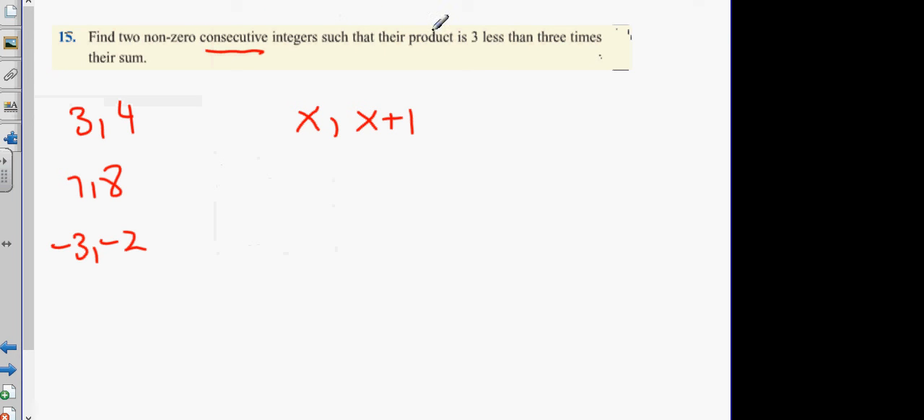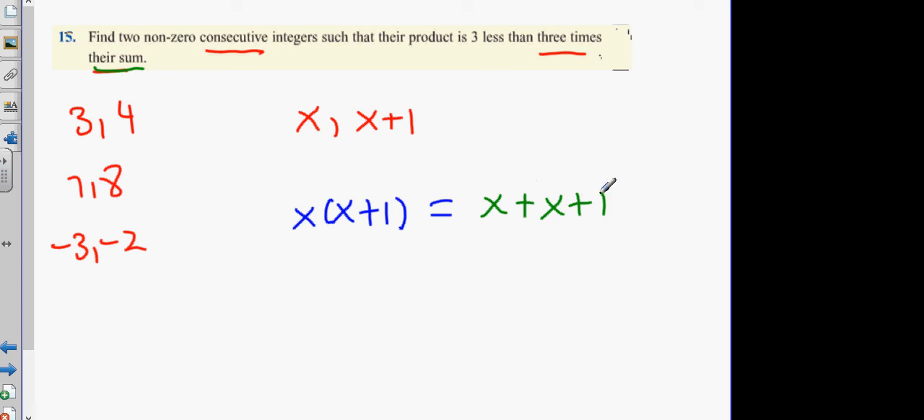Now, the product is 3 less than 3 times their sum. Sum means add them together. Product means multiply them. So the product is x multiplied by x plus 1. Okay? And that equals the sum, which is x plus 1. But you have to take away 3 from that answer because the sum is bigger than the product. And that's all you have to do here. You're going to multiply it out.